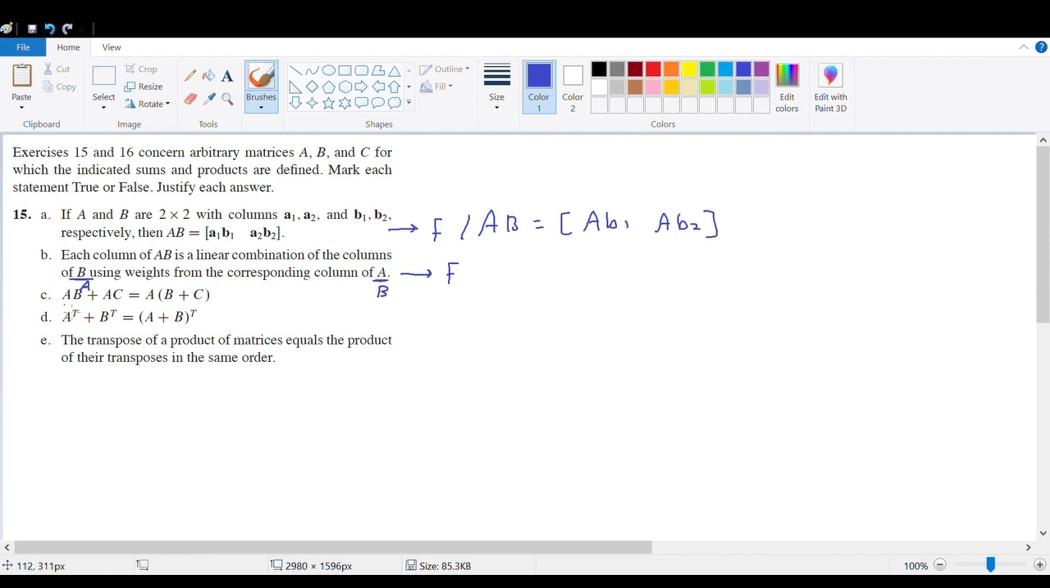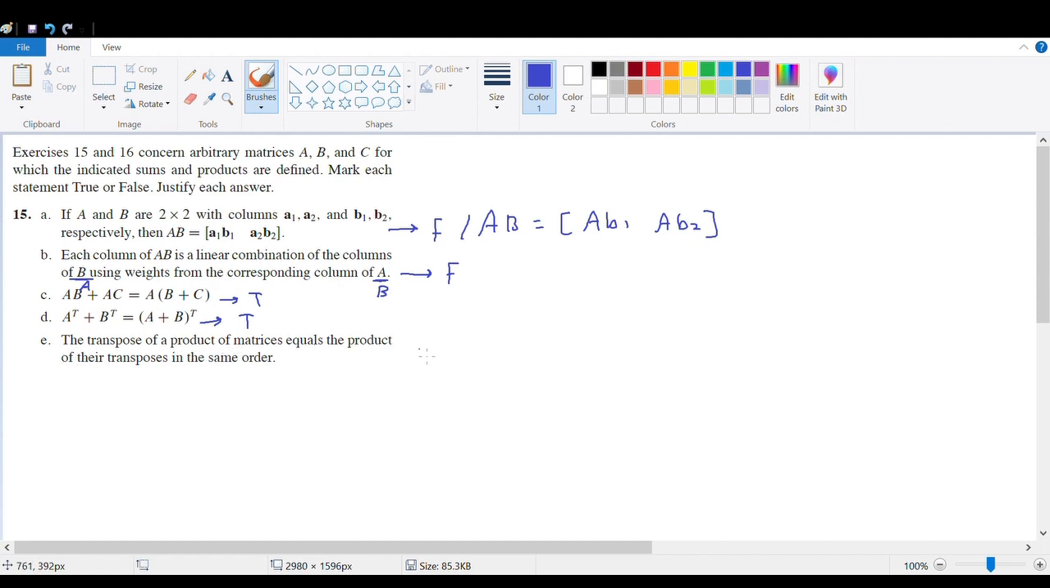Now for C, AB plus AC is equal to A multiplied by (B plus C). This one is true because they are in the same order, AB, then plus AC. Now D, A transpose plus B transpose is equal to (A plus B) transpose. This one is also true. Then E, the transpose of a product of matrices.